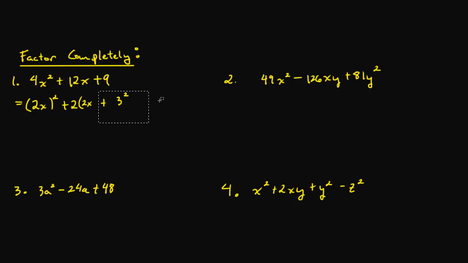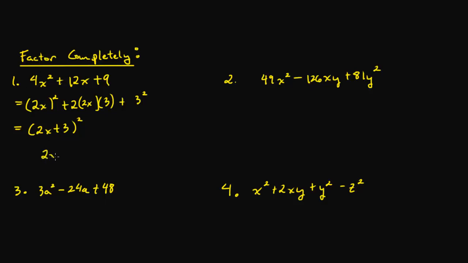So now I've got this in the form a squared plus 2ab plus b squared. This is a perfect square trinomial because the middle term, 12x, is twice the product of the square root of the first term and the square root of the last term. So this factors to 2x plus 3 squared.